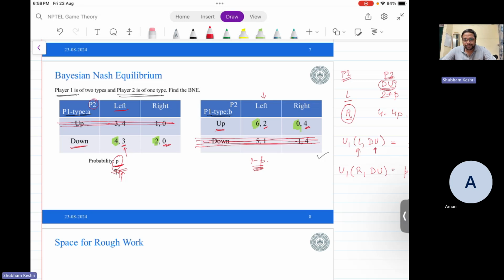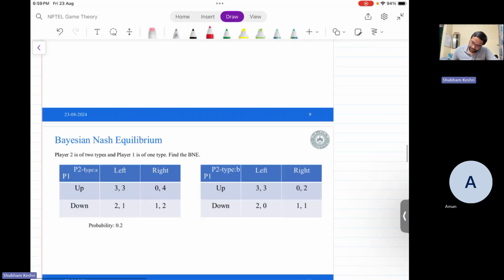Shall we start? All right, so we are starting.